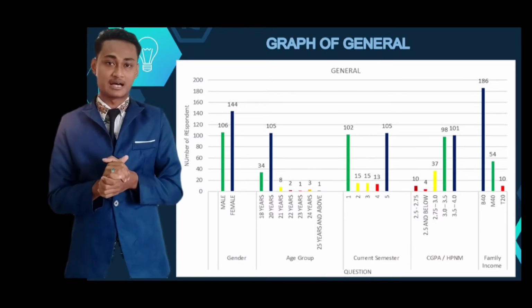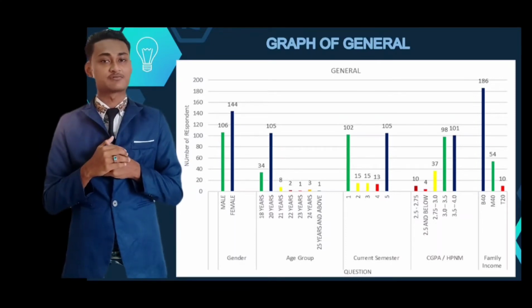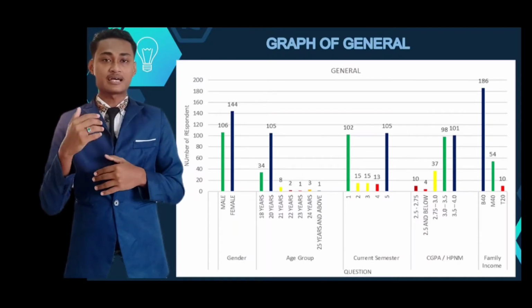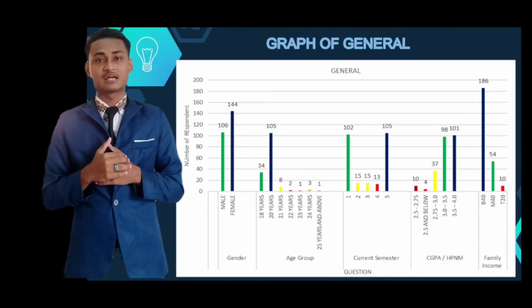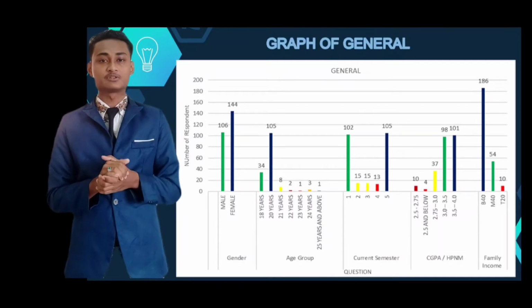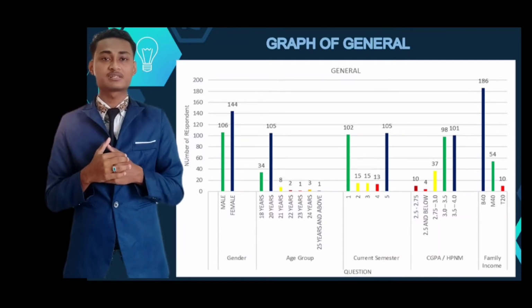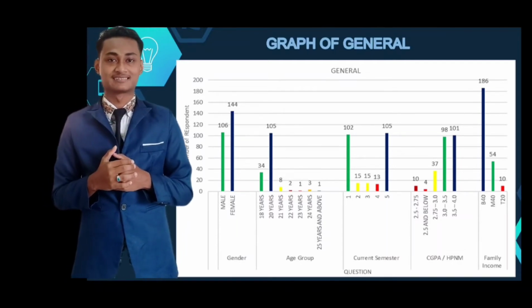From the graph on family income, the highest respondent group is from B40 family income. Next, respondents from T20 are the lowest. So the difference between the highest and the lowest is 70.4%.